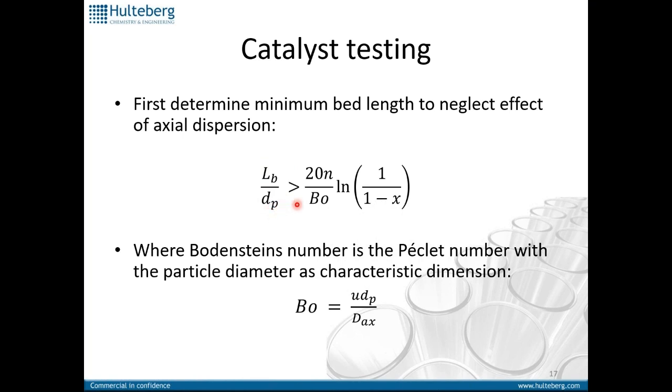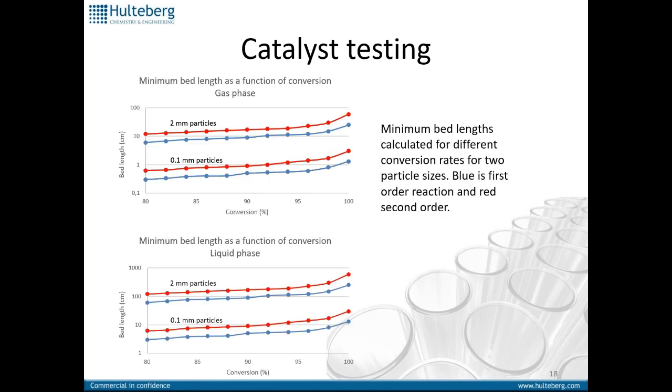And this has to be larger than this expression, which is empirical to some extent, and it's 20 times the reaction order. So if it's a first, second order reaction, and we divide it with this relationship between the dispersion and the linear velocity, and finally we take the conversion into account. And yeah, the Bodenstein number is basically the Peclet number, but using the particle diameter as the characteristic dimension. And it comes out looking something like this.